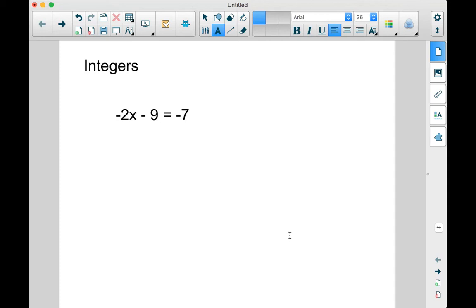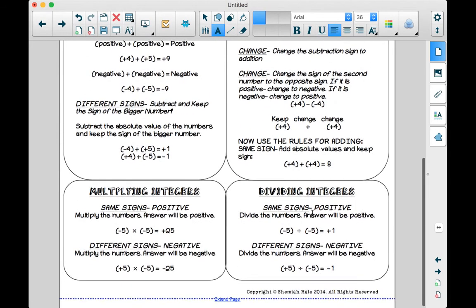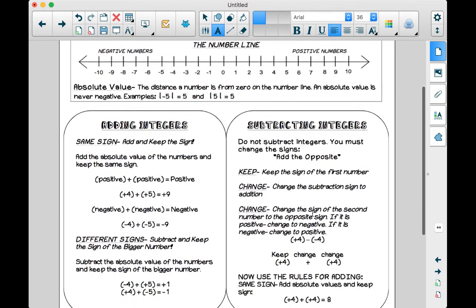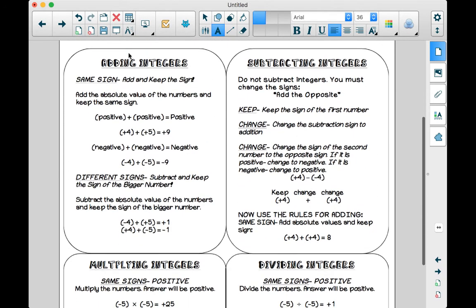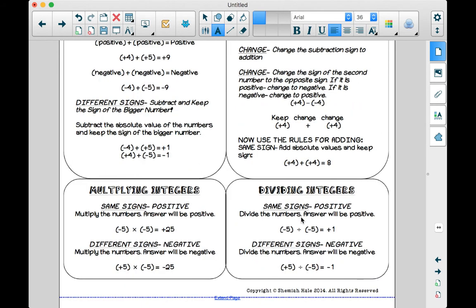Okay, so now I want to talk a little bit about our integer rules. So you have a fancy integer cheat sheet and it looks like this. And I want you to use this when reviewing your integer rules. So if you are adding integers, I want you to read this here and then it gives you examples. If you're subtracting, I want you to refer to this here. If it is not already glued into your composition book, it should be glued in.